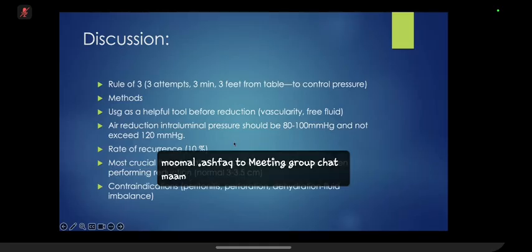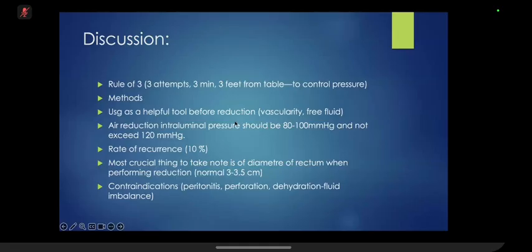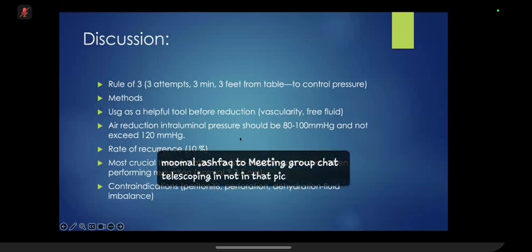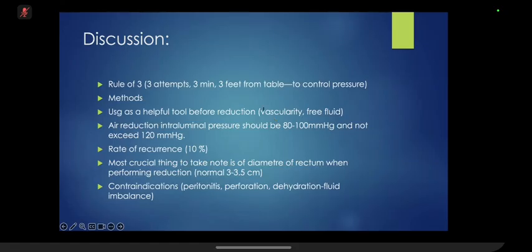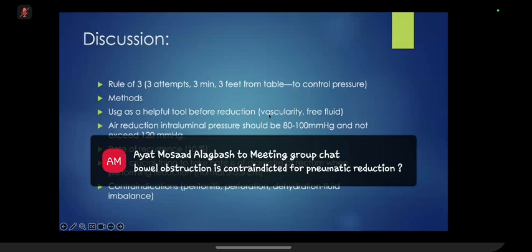The claw sign, I'm in the chat now. The claw sign shows that there is telescoping of the bowel, which we already saw on the ultrasound. Okay, so when you see the intussusception inside the intussusception, it usually telescopes. So that gives you the claw sign. Telescoping was not in the picture, it was in the ultrasound, the transverse view, maybe not very well seen, but it was on the ultrasound transverse view.